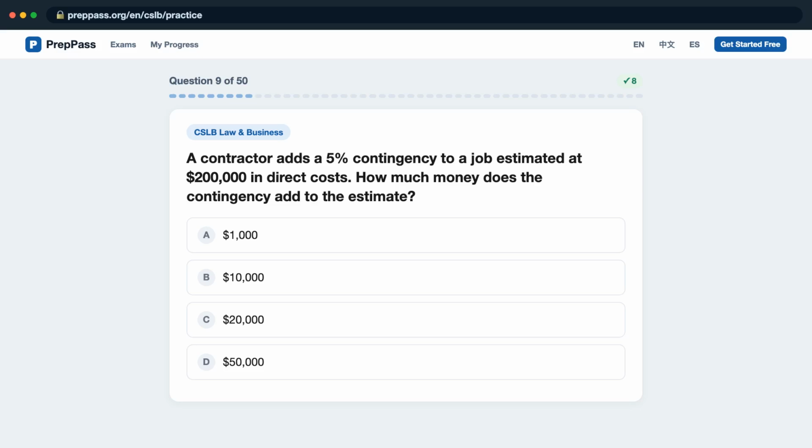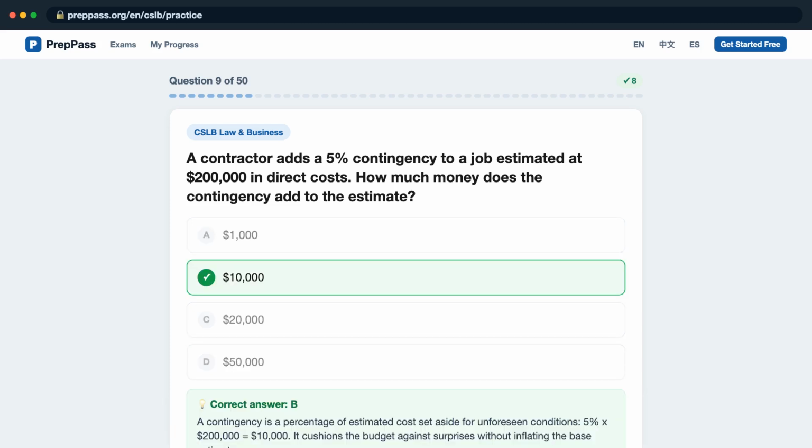Question 9. A contractor adds a 5% contingency to a job estimated at $200,000 in direct costs. How much money does the contingency add to the estimate? Is it A, $1,000? B, $10,000? C, $20,000? D, $50,000? The correct answer is B. A contingency is a percentage of estimated cost set aside for unforeseen conditions. 5% x $200,000 equals $10,000. It cushions the budget against surprises without inflating the base estimate.